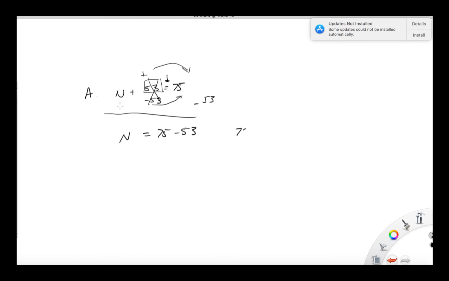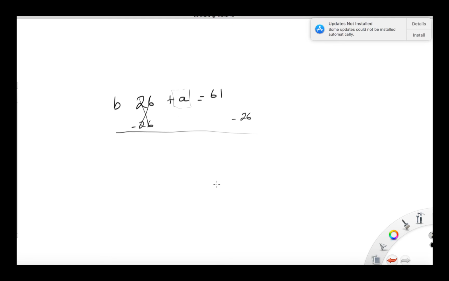Okay, 75 minus 53, that's an easy problem, right? 5 minus 3 is 2. 7 minus 5 is 2. That means n equals 22. And there's my answer. All right, let's try B. B in that section says 26 plus a equals 61. Well, again, if I want a to stay on this side of the equal sign, what do I do? I'm going to subtract 26 here, and I'm going to subtract 26 here.